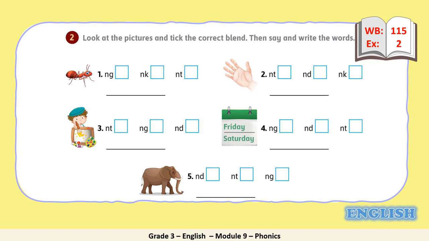Here's another fun exercise. In activity 2, we have to look at the pictures and tick the correct blend. Let's look at picture number 1 together. It's an ant, exactly. And it ends with which blend? Can you remind me? Perfect, it ends with nt. Now let's write the word together. Ant. A-N-T. I will let you do the remaining pictures in the same way. Come back when you are ready to check your answers.